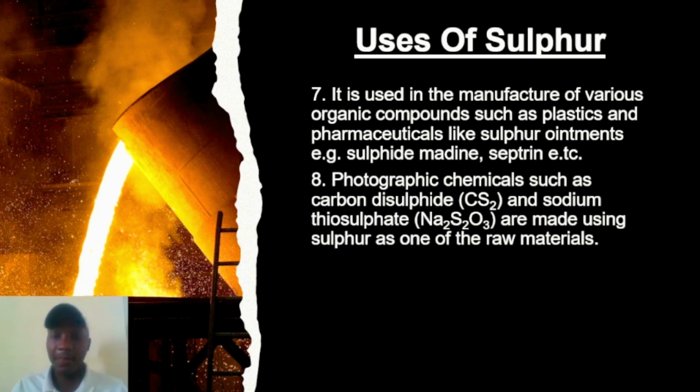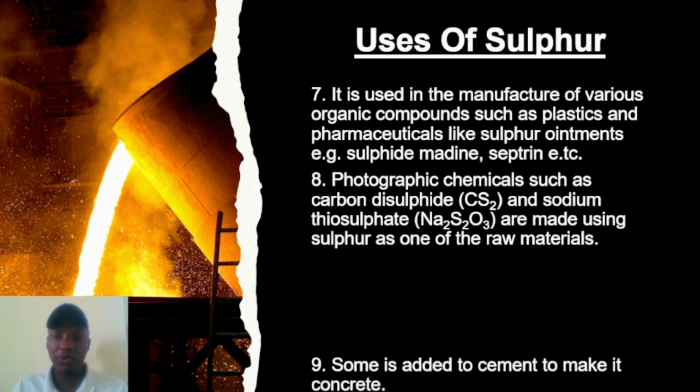The other use of sulfur is in photographic chemicals, such as calcium disulfide and potassium thiosulfate, which are made using sulfur as one of the major raw materials. So you can find sulfur as the major raw material for the manufacture of these various photographic chemicals.